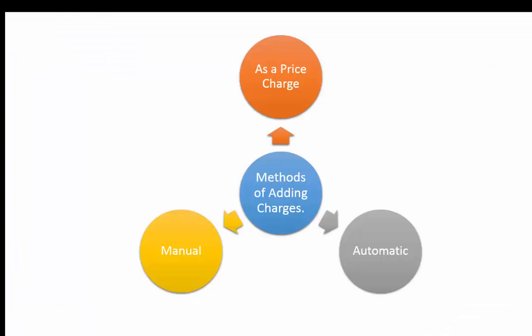So we are now aware of how to add a charge manually on a purchase order or sales order. However, if there is a recurring charge which is applied on a purchase or sales order every time, then we can set up the system to add this charge automatically. This kind of charge is set up to automatically add charges when you create a purchase or sales order.